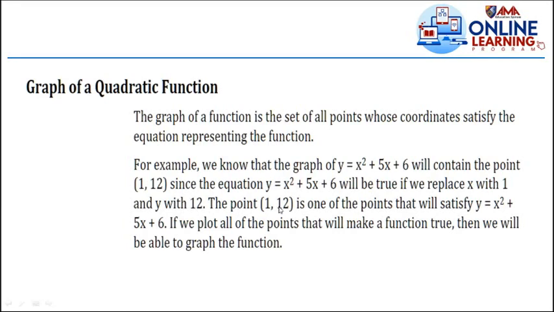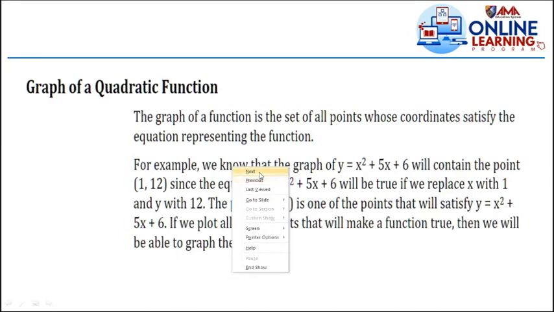The point (1, 12) is one of the points that will satisfy y is equal to x squared plus 5x plus 6. Okay? So we're going to check that one. 1 squared is 1, plus 5 times 1 is 5. So 1 plus 5 is 6, plus 6, y will become 12. If we plot all the points that will make a function true, then we'll be able to graph the function.